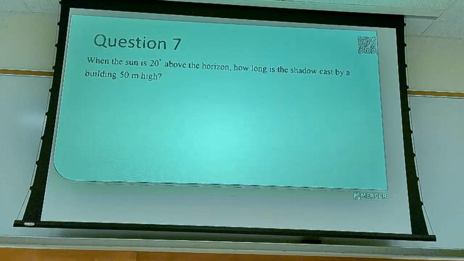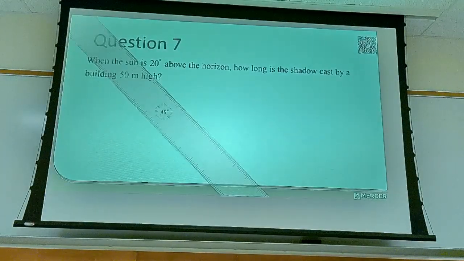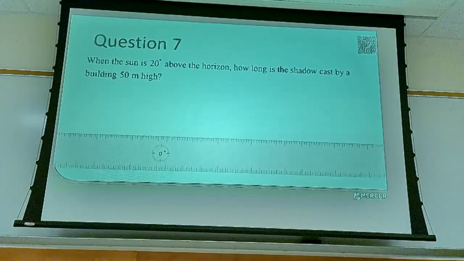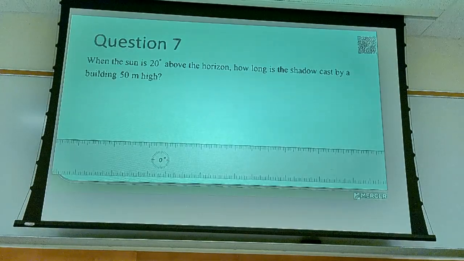The sun is 20 degrees above the horizon. How long is the shadow cast by a building that is 50 meters high? So theta would be 20. The building is going to be the opposite. So let's just draw it. There's the ground, and the building.